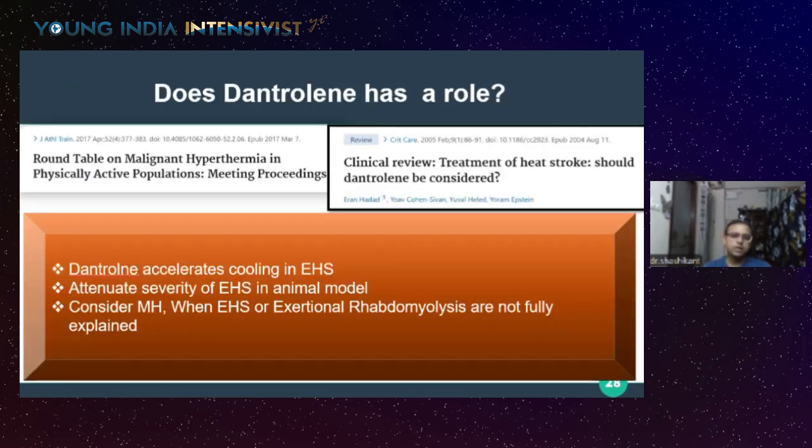So, having had a detailed discussion on different physical cooling techniques and ice water immersion, does dantrolene have a role in treating patients with heat stroke? There is some literature which suggests that dantrolene accelerates cooling in exertional heat stroke. It attenuates the severity of exertional heat stroke in an animal model.